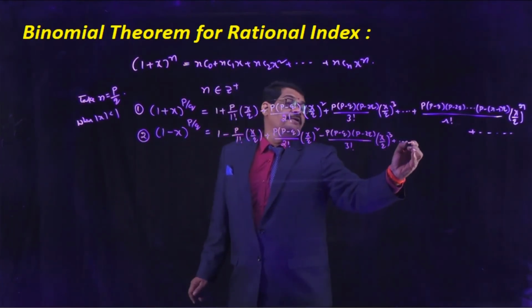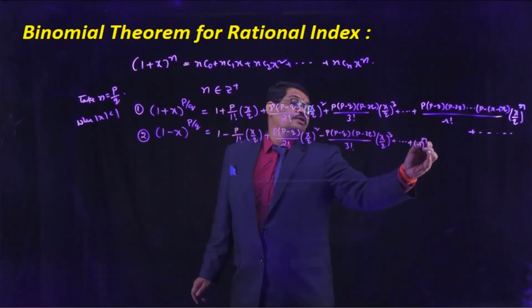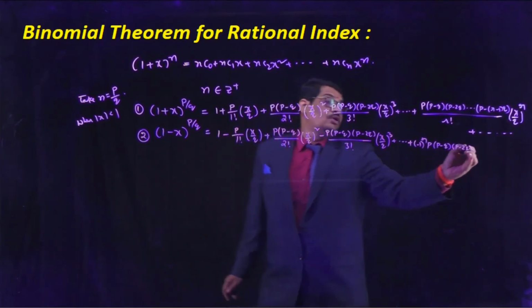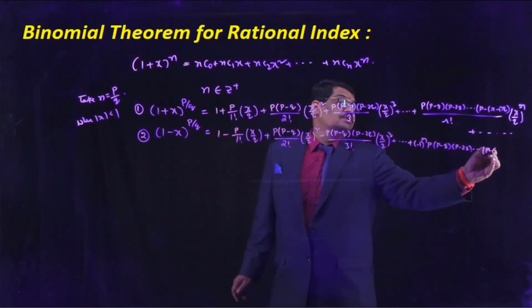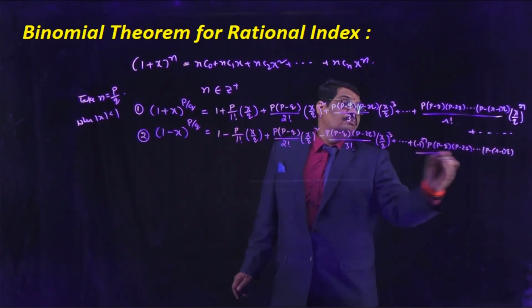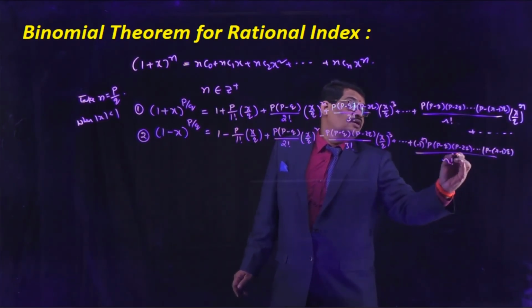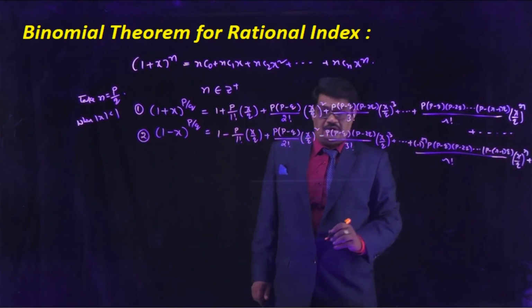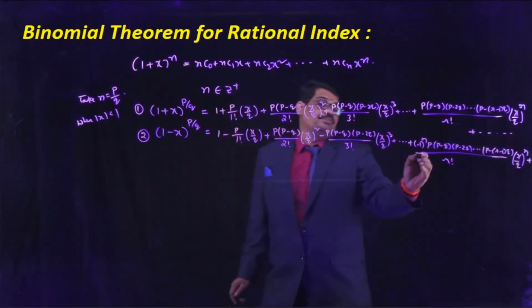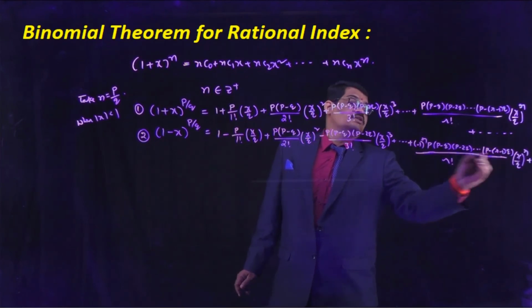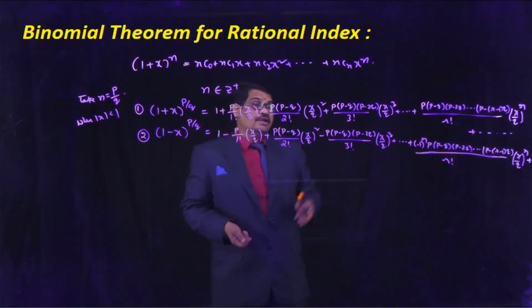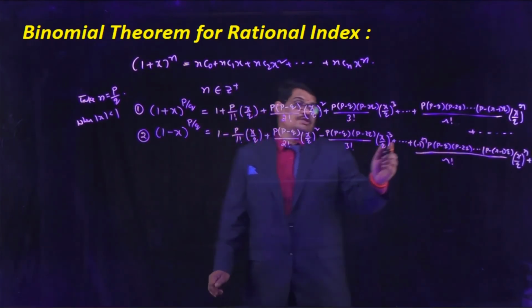Here we get (−1)^r into p(p−q)(p−2q) and so on up to (p−(r−1)q) by r factorial into (x/q)^r, and so on. So this is the general term, the (r+1)th term. In this expansion of (1−x)^(p/q), this is the general term.